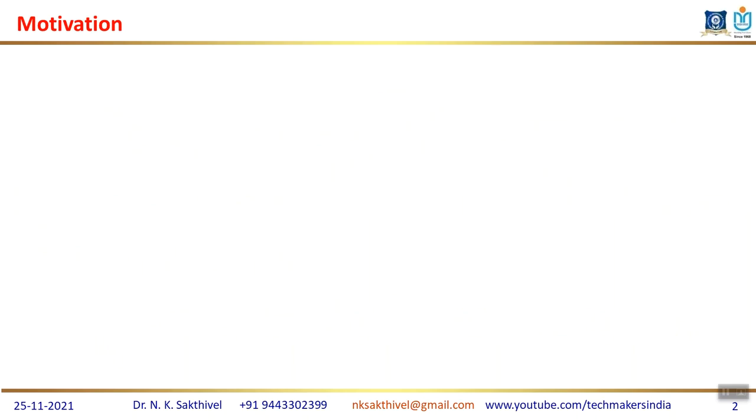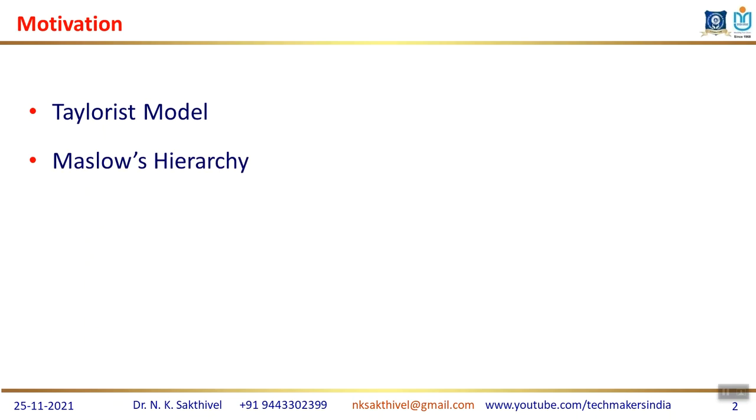As far as this topic is concerned, a psychologist and very dynamic economist, Taylor, introduced a model called the Taylorist model. The Taylorist model introduced some ideas on how to improve motivation, how to handle people, and how to encourage people for achieving better performance.